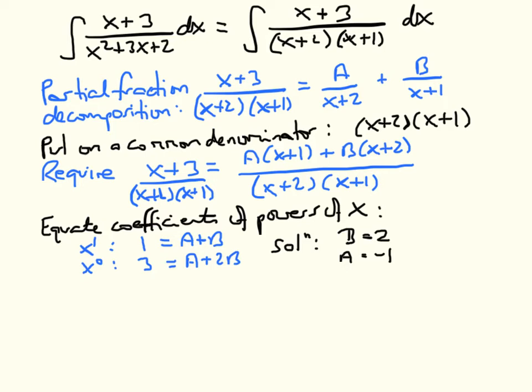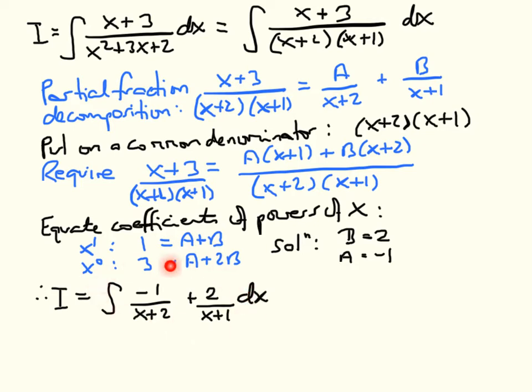So therefore our original integral, and let me for brevity write at the top here, let me give this integral a name, let me call it I. We know that we can write I as the integral of a over x plus 2, but a is minus 1, so it's the integral of minus 1 over x plus 2 plus 2 for b times 1 over x plus 1.